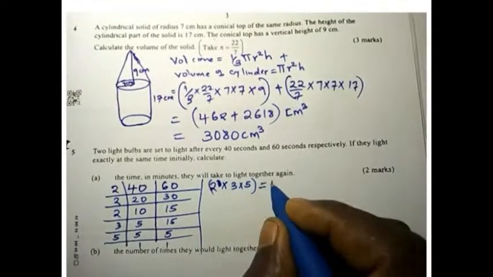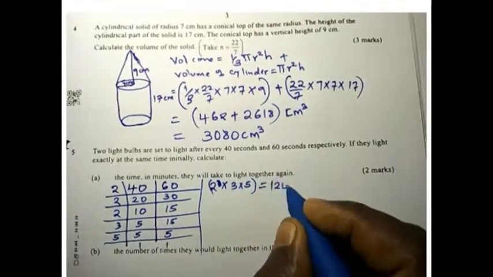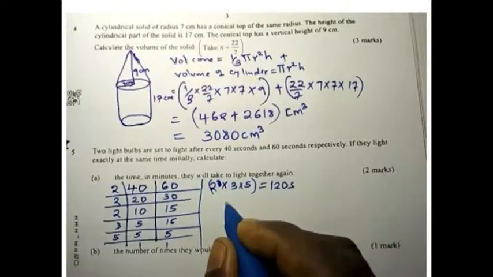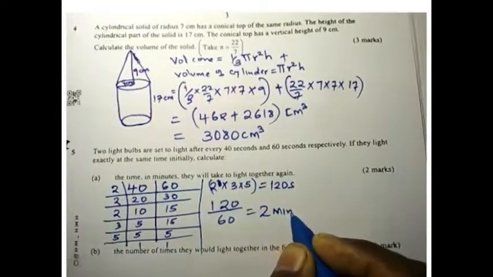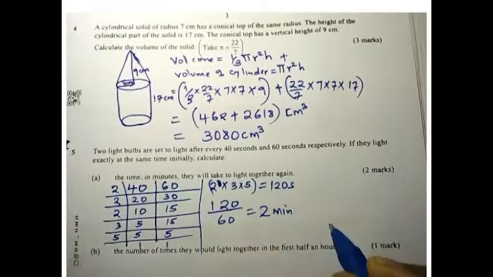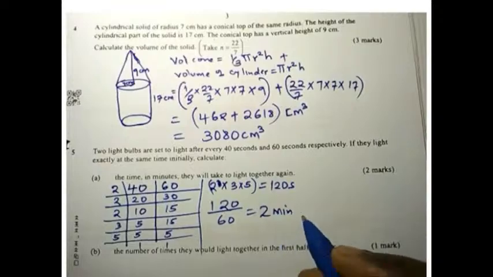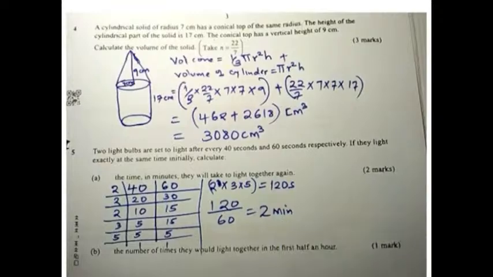again. This one is the same as 120 seconds. 120 seconds is the same as 2 minutes. That is 120 divided by 60. It gives us 2 minutes. So the time in minutes they will take to light together is 2 minutes.